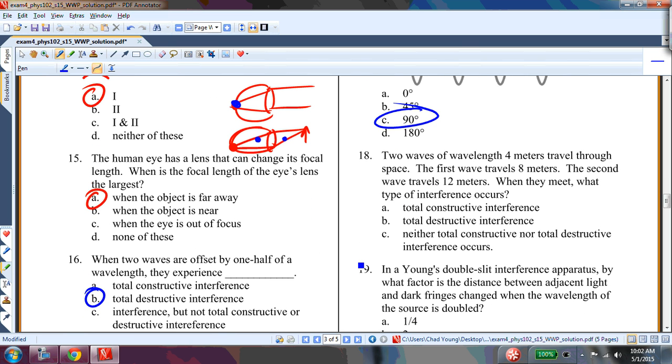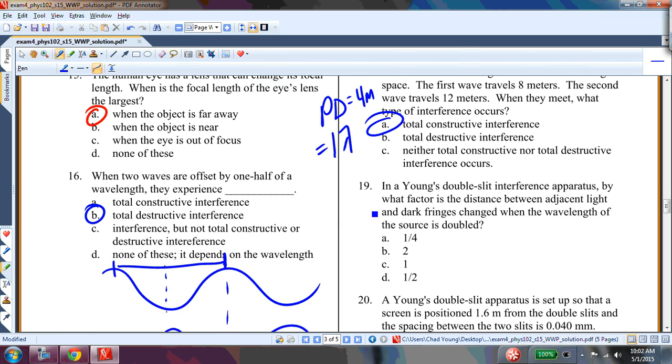These two waves of wavelength 4 meters travel through space. The first wave travels 8 meters, the second wave travels 4 meters. So the path length difference for these two waves is 12 minus 8, that's 4 meters. When they meet, what type of interference occurs? Well, this path length difference is equal to 1 wavelength, so they're going to experience constructive interference.